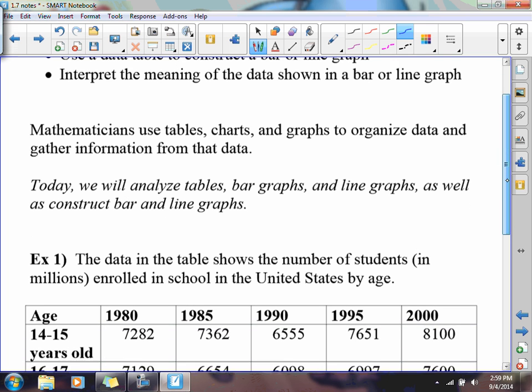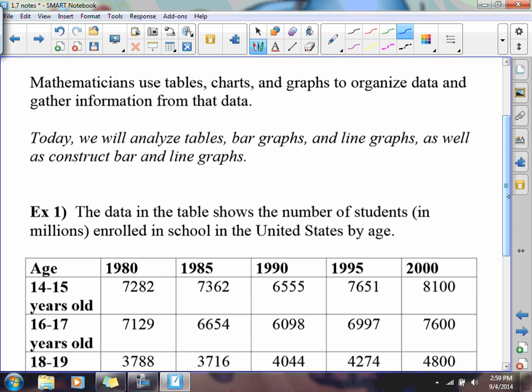And in math, we use tables and charts and graphs to organize data and to gather information. And you really analyze tables and graphs a lot in science. You use it in statistics. So at the end of this school year, we'll have a unit on statistics, and there will be a lot more analysis with charts and graphs. So for now, some of this might be a little bit of a review.